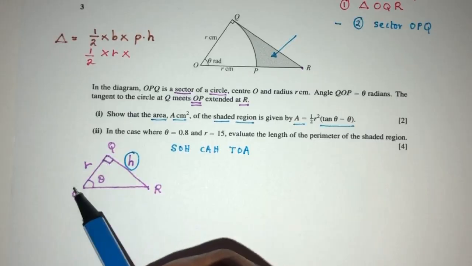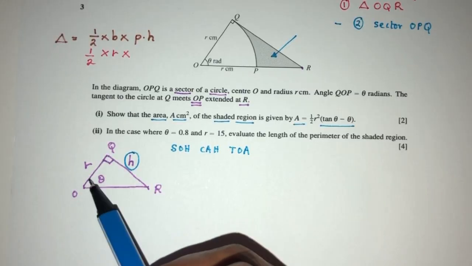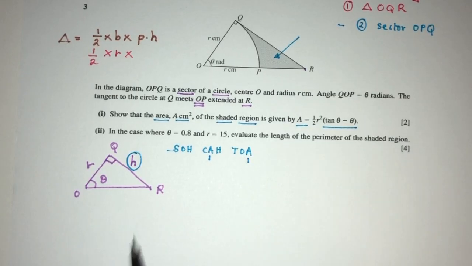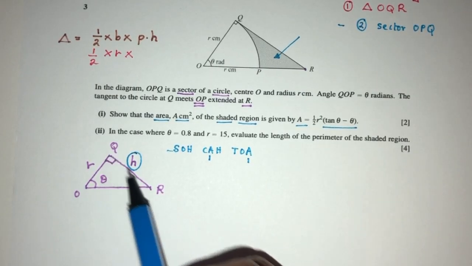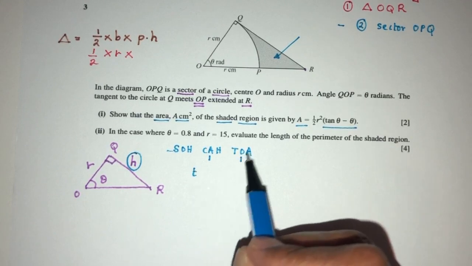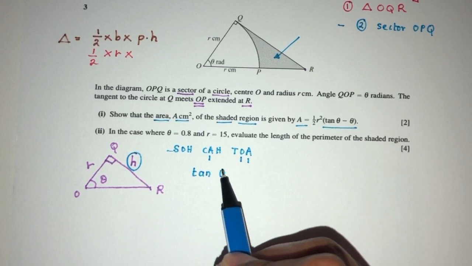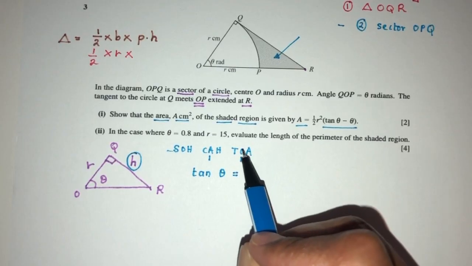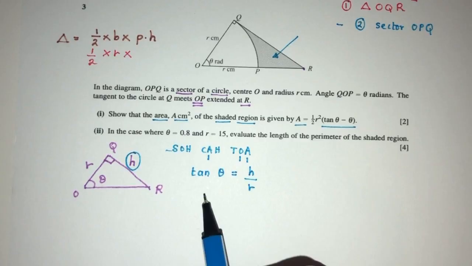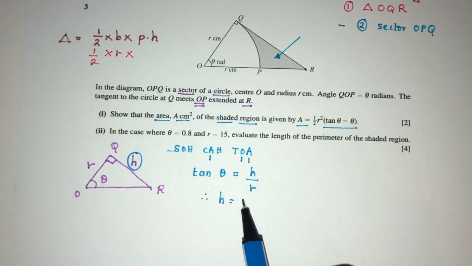Here we have the A side, the adjacent, between the right angle and the angle. And here we're trying to find this side, the opposite side, O. That will be tan. So tan of the angle is equal to the opposite side, which is h, over the adjacent side, which is R. Which means h, the height, will be R times tan theta.